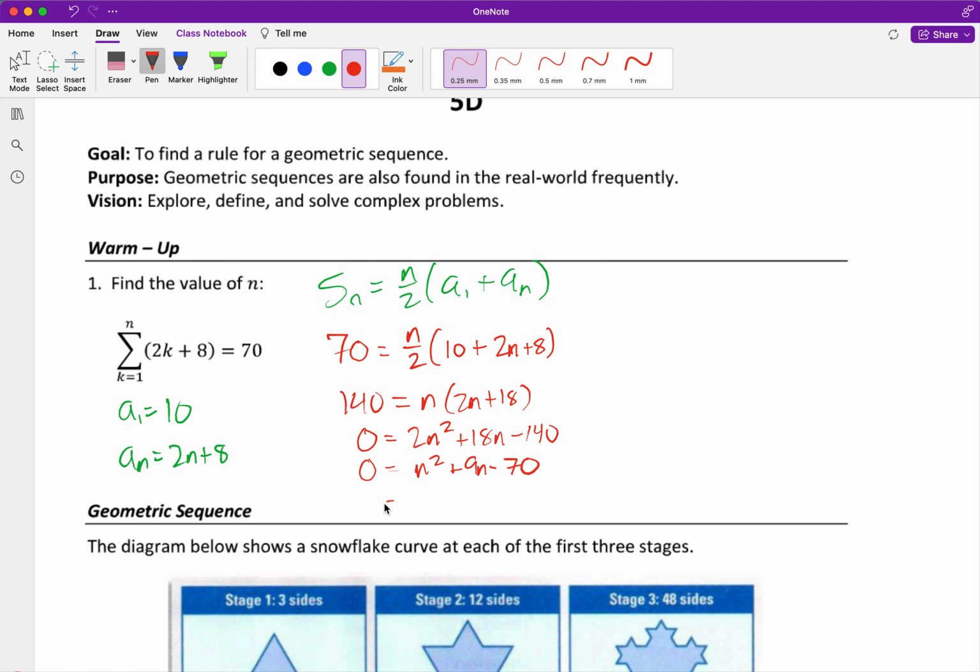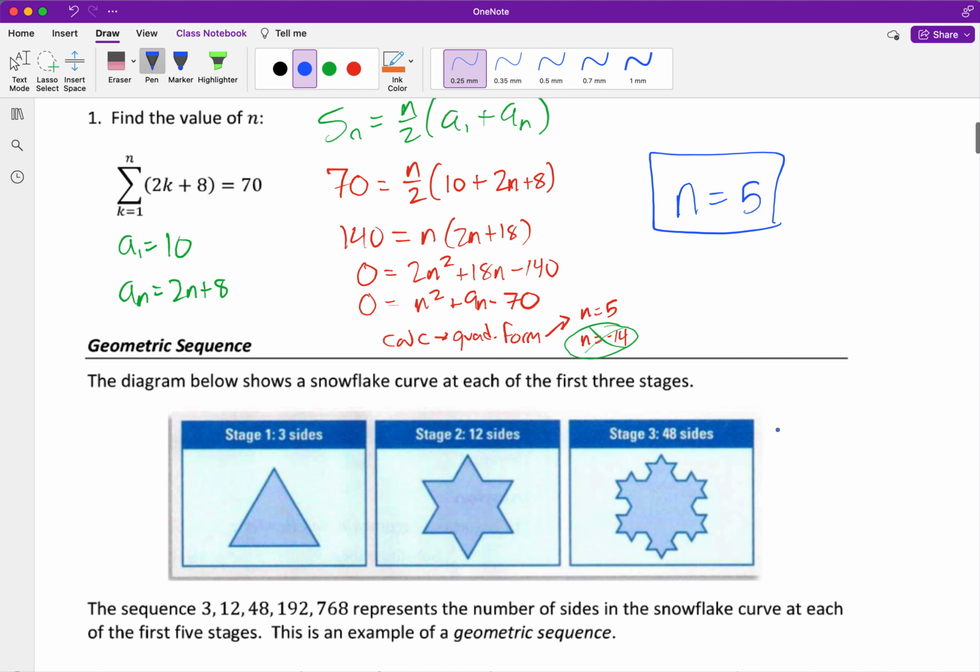You have access to your calculator, so you can use your quadratic formula program. If you don't know how to do that, remember there's a video right on the channel on how to plug that in. When I do this, I'm going to get n equals 5 and n equals negative 14. Well, we know that n can't be negative, so we know that n has to be 5. So there were 5 terms in this particular sequence, 2k plus 8, that would add up to 70.